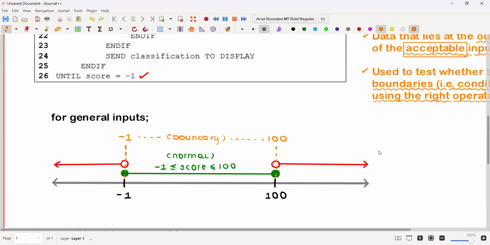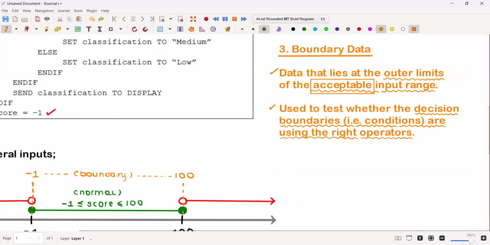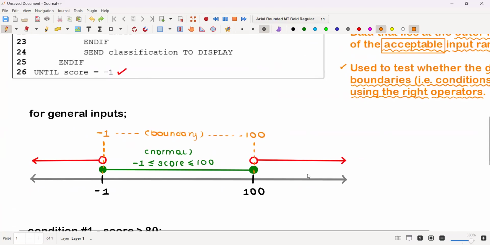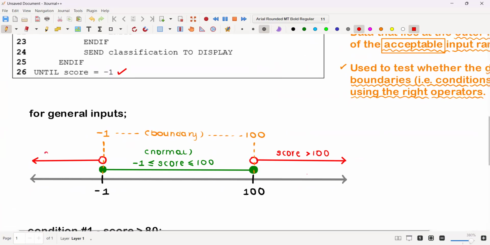So again, to remind you the definition, boundary values are data that lies on the outer limits of the acceptable input range, which in this case is -1 and 100. They are both within the accepted range and they lie on the boundary. Everything above this range, that's score greater than 100 and a score less than -1.